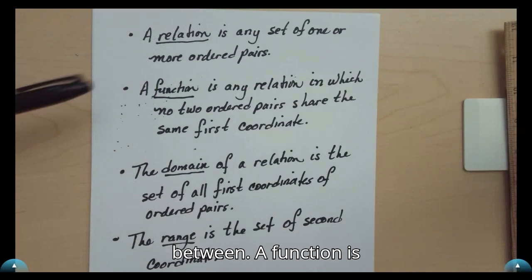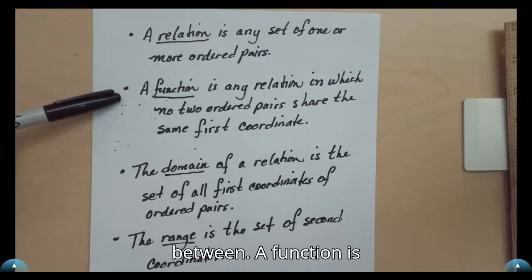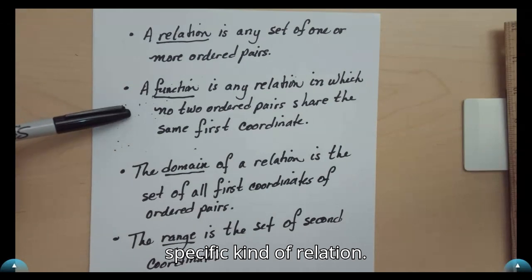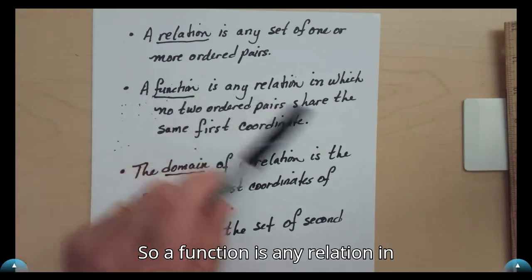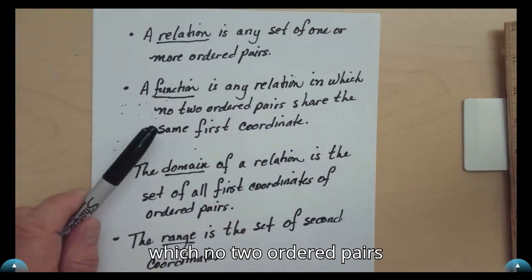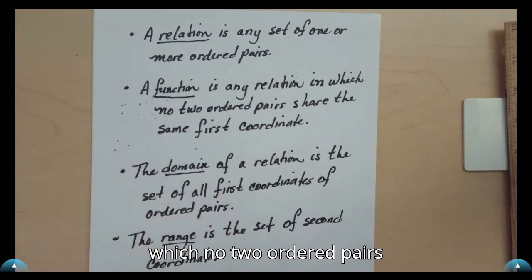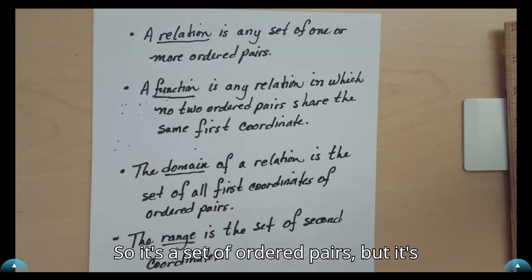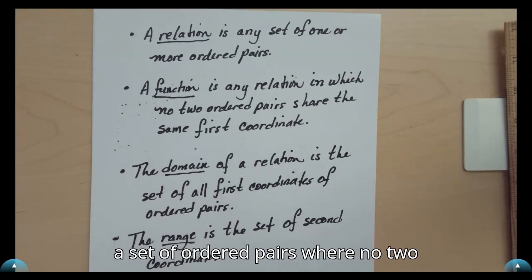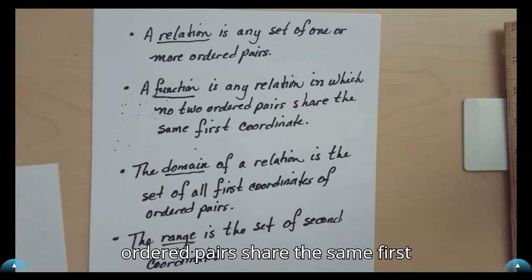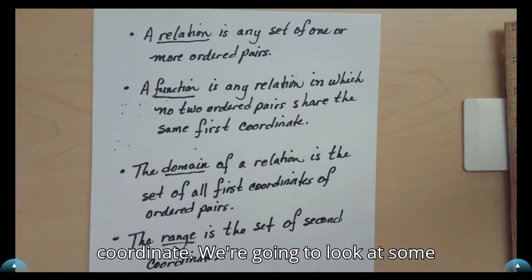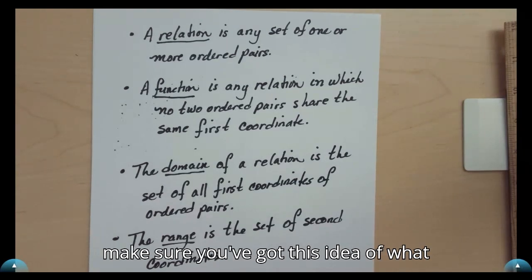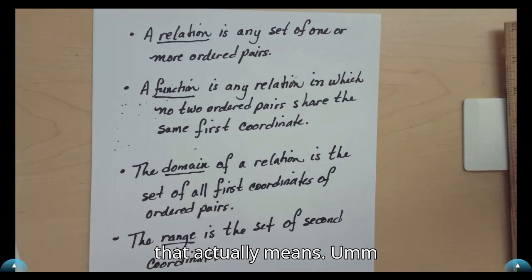A function is also a relation, but notice it's a very specific kind of relation. A function is any relation in which no 2 ordered pairs share the same first coordinate. So it's a set of ordered pairs, but it's a set of ordered pairs where no 2 ordered pairs share the same first coordinate. We're going to look at some examples in a minute to make sure you've got this idea of what that actually means.